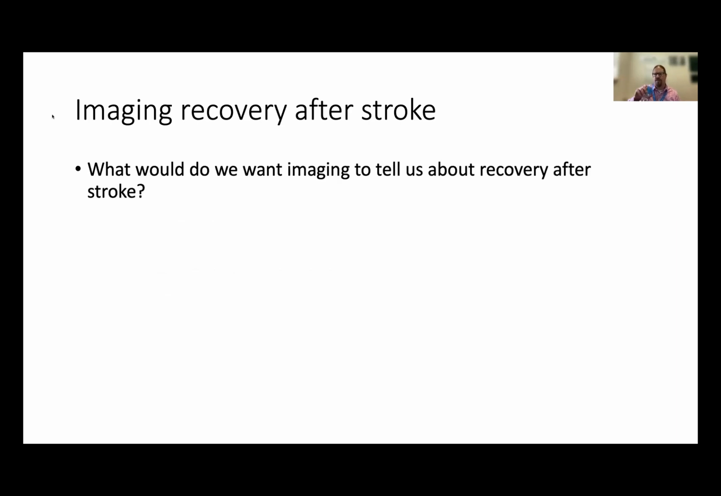So what if we could wave a magic wand and decide what we want MRI to tell us about recovery after stroke? What would we ask of this biomarker? I think probably the first thing we want to know is, can we predict recovery, right? We're very bad at that for the most part. So if we had a way to predict who was going to recover and who wasn't and how much, that would be very helpful to patients, very helpful for management, and very helpful for enrollment in clinical trials as we try to advance the field.